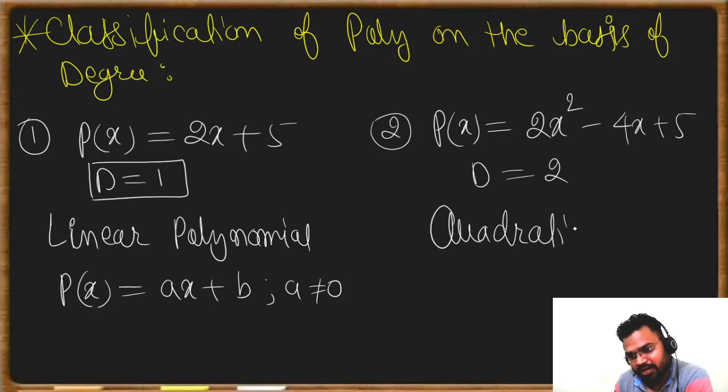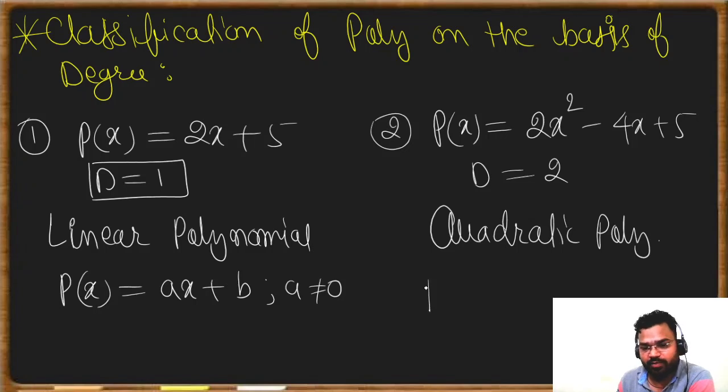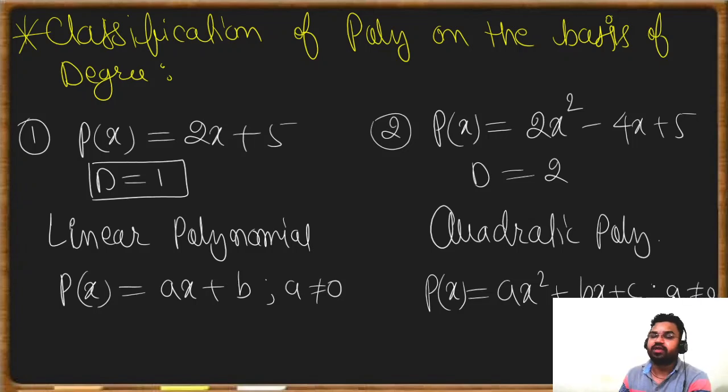Quadratic polynomial. This is a quadratic polynomial. And what will be the general form of this polynomial? So p of x is equal to ax square plus bx plus c, where a is not equal to 0. Yeah, b and c both simultaneously or individually can be 0, but a cannot be 0.